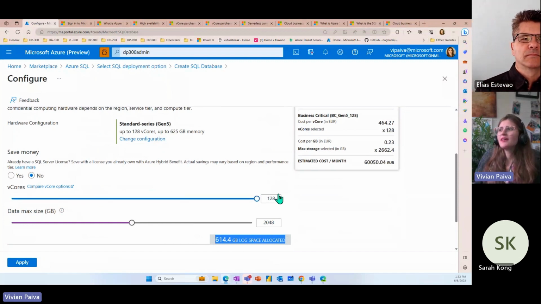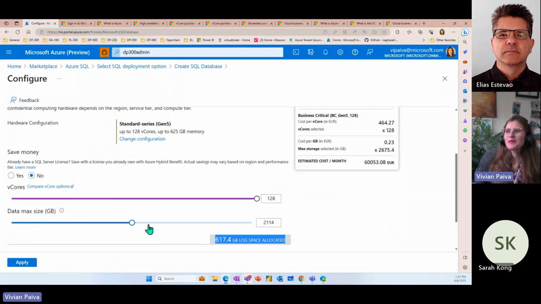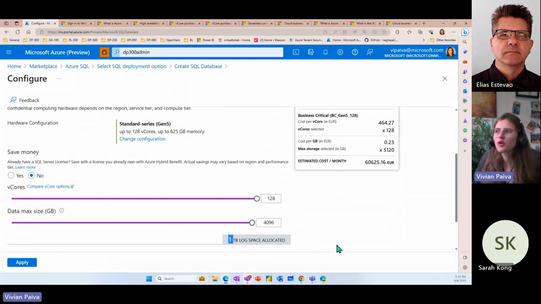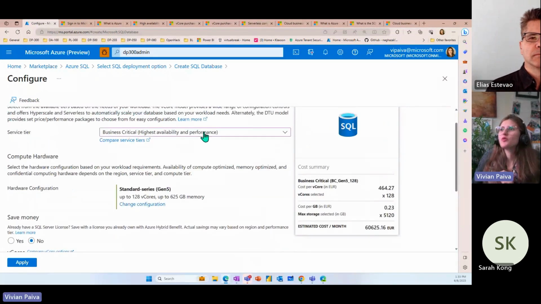But if I choose 128 cores, I could have a database that is up to 4 terabytes, and I would have a 1 terabyte log space allocated.